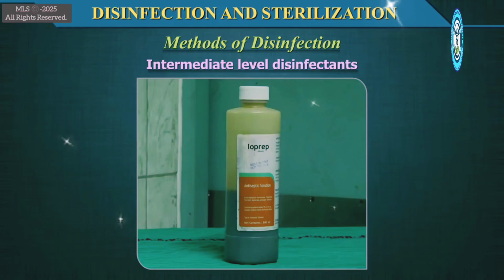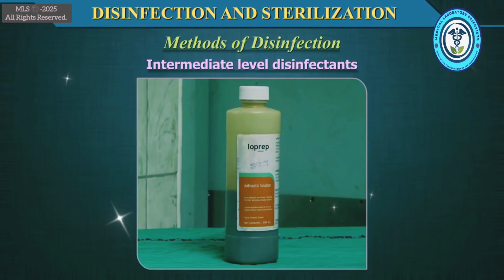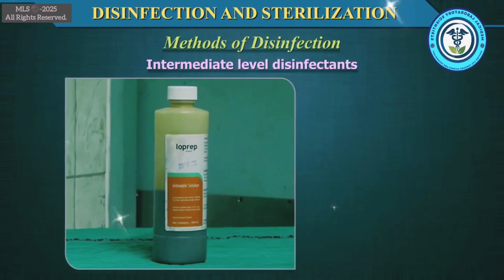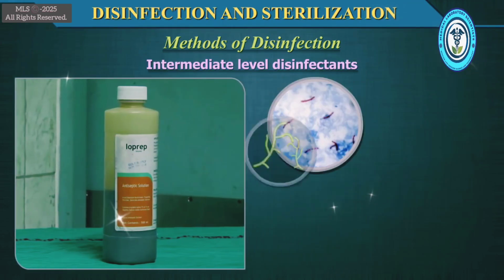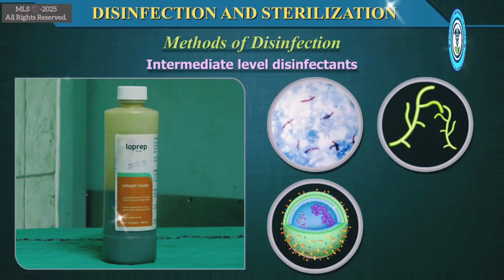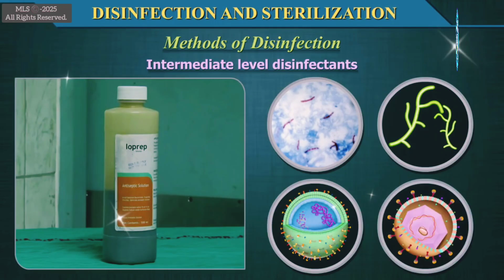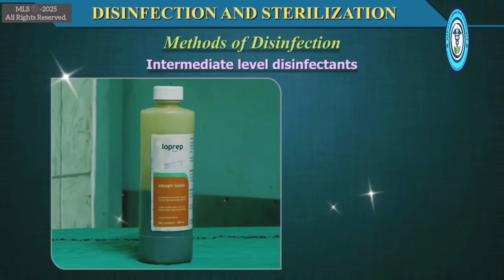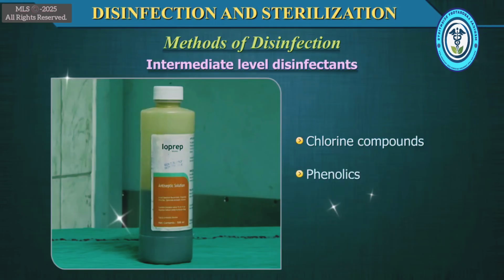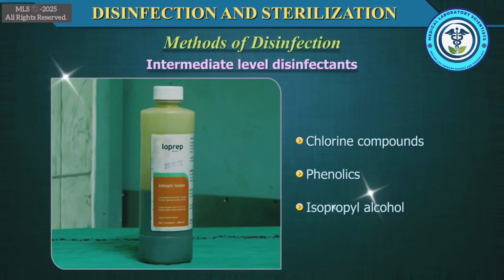Intermediate-level disinfectants. These do not have the capability to inactivate large numbers of bacterial spores, but are effective against M. tuberculosis, fungi, lipid and non-lipid viruses, and hepatitis B virus. For example, chlorine compounds, phenolics, isopropyl alcohol.